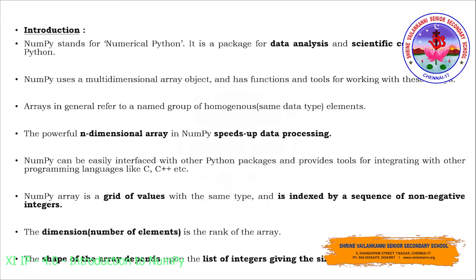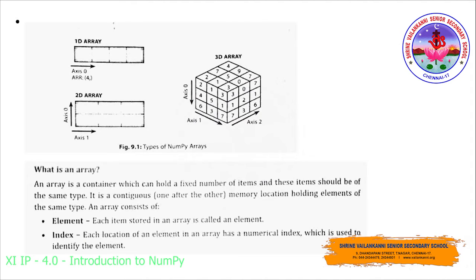The rank of the array is the number of dimensions of the array. I'll show you an example so that you will be able to understand very easily. The number of dimensions of an array represents the rank of the array, and the shape of the array is given by a tuple of integers giving the size of the array along each dimension. So let us see how it works.